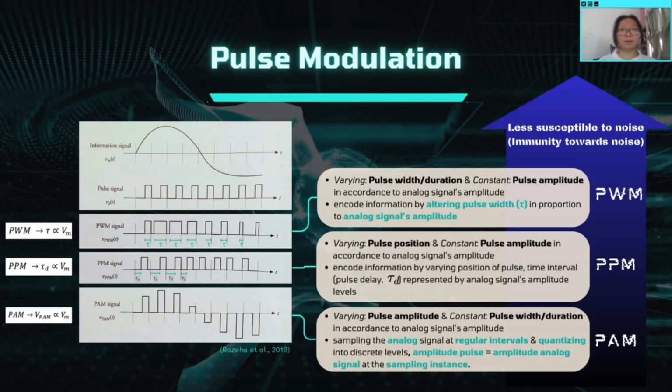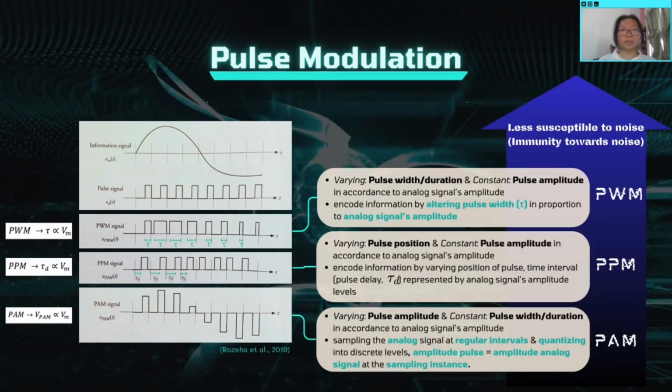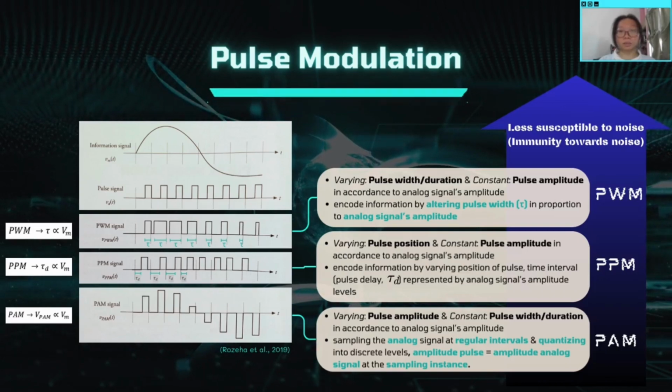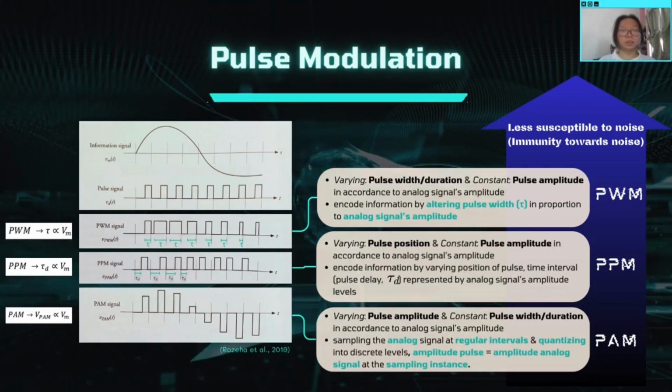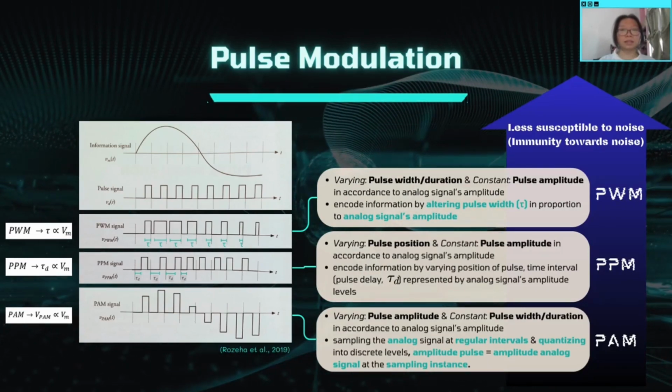In PAM, the varying parameter is pulse amplitude and the constant is pulse width or duration. It samples the analog signal at regular intervals and quantizes it into discrete levels. The pulse amplitude is the same as the amplitude of the analog signal at the sampling instant.